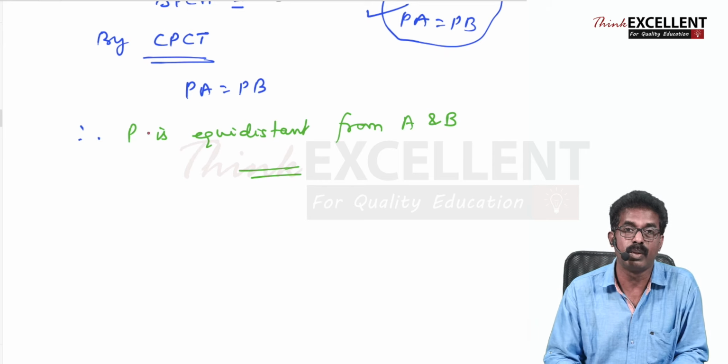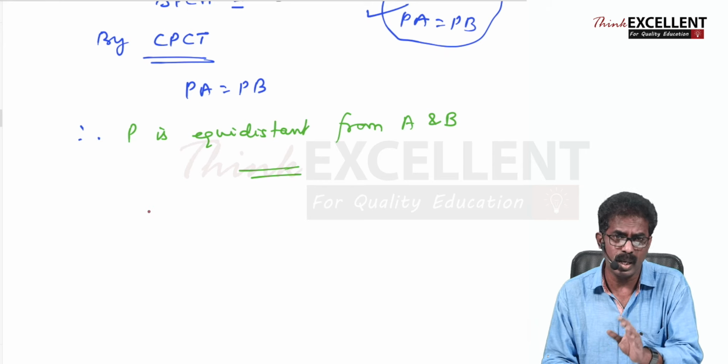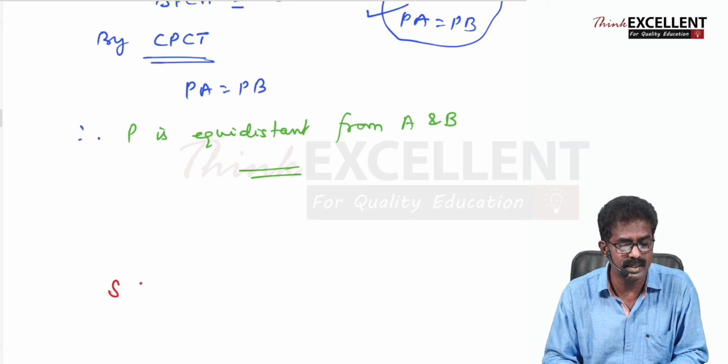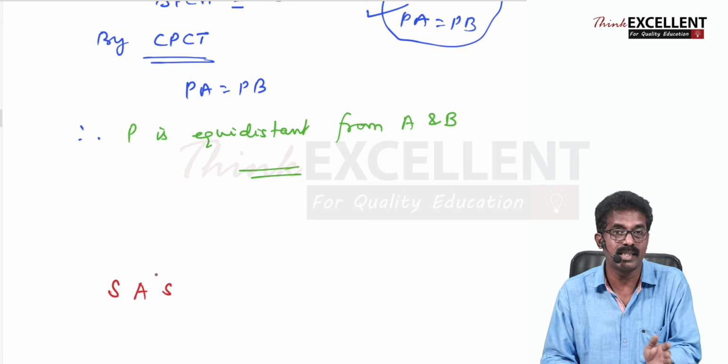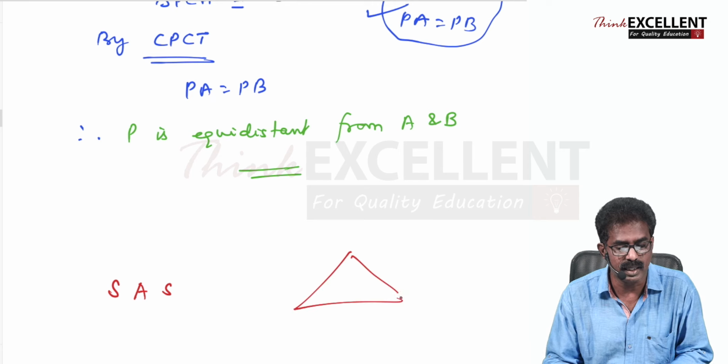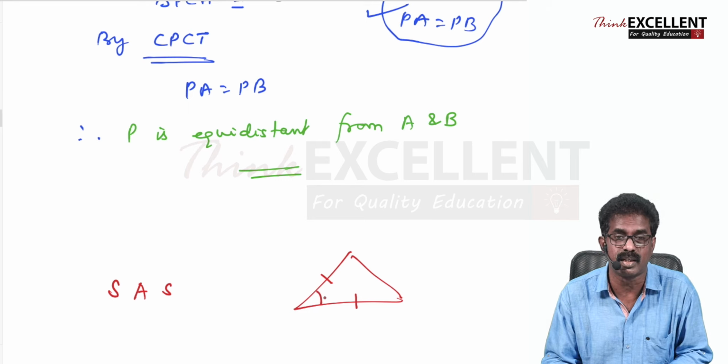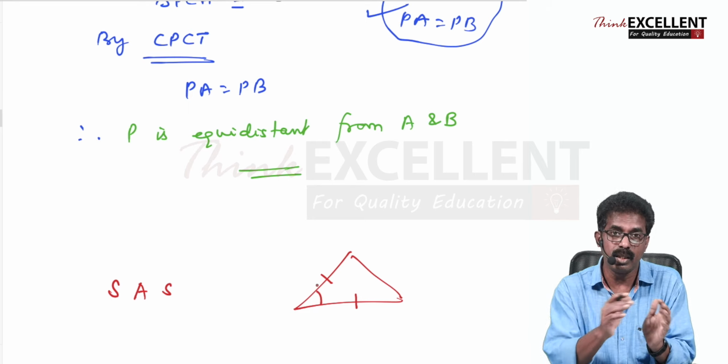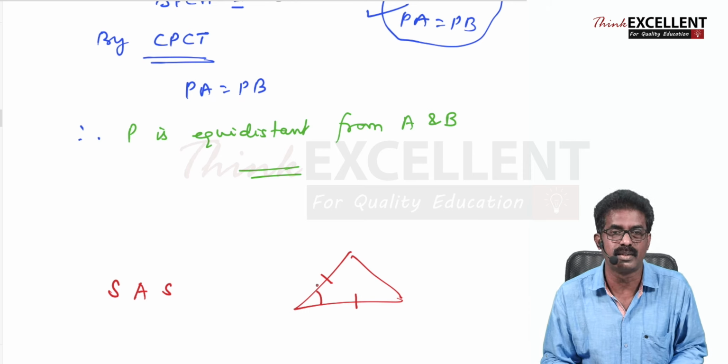Okay, now listen here. We studied one axiom. What is that axiom? SAS. SAS axiom we studied. What's the meaning of that? Two sides, right? Any two sides, this side and this side. Two sides are equal and the angle in between, right? So that is also equal in two triangles. Then you can say the two triangles are congruent.